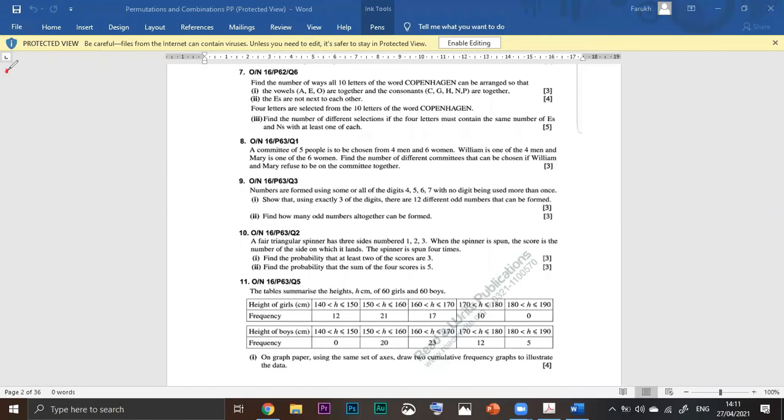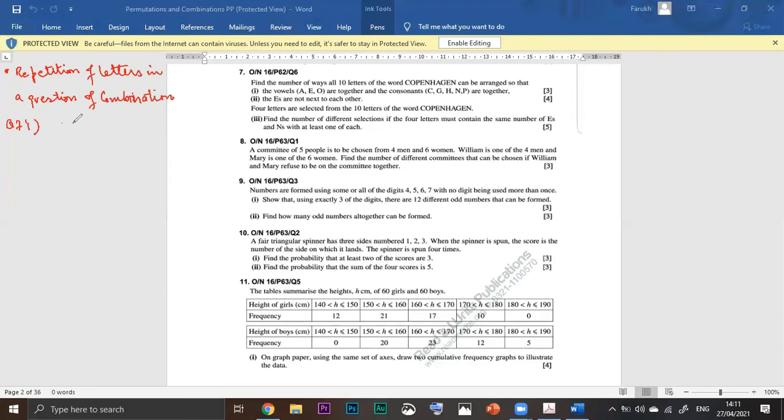Now the topic is repetition of letters, in a question of combination. Question number 7, part number 1.